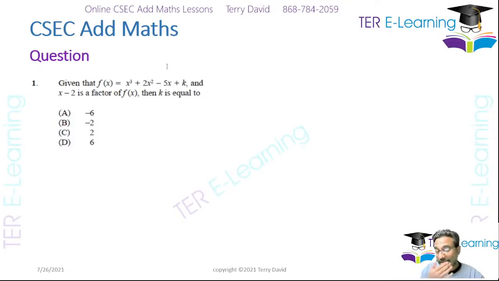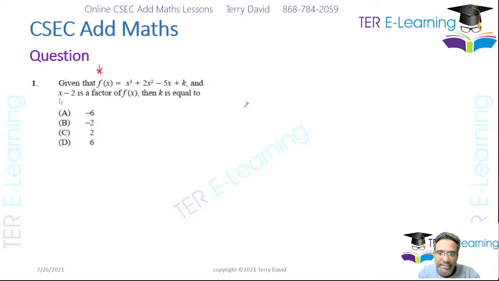All right, so let's start with the questions, right? Because we have about 45 questions here to do. So let me start, right? So the first question here, they've given us a cubic function, right? f of x is equal to x cubed plus 2x squared minus 5x plus k. And x minus 2 is a factor, right? Then they want us to figure out what the value of k is.